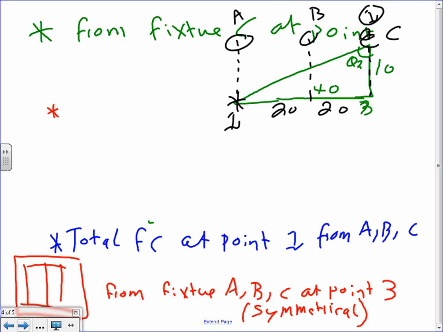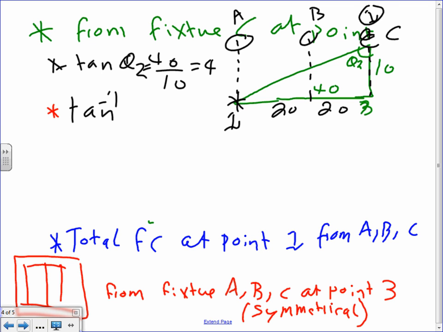So from fixture C at point 1, let's do it. What's the angle? The first thing I need to do is tan θ2. Do you see what θ2 is here? It equals the opposite over the adjacent. So 40 over 10 equals 4, right? Then tan inverse of 4 equals, let me see if I came up with the same thing. What did you come up with? 75.96, that would be 76. Would that hurt your feelings? Yes. 76.